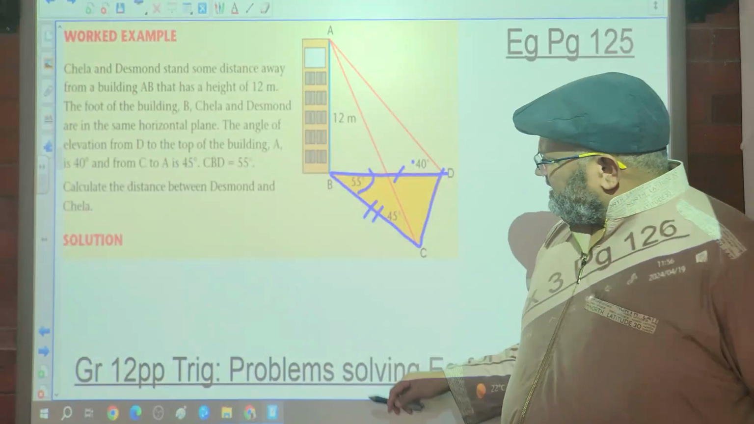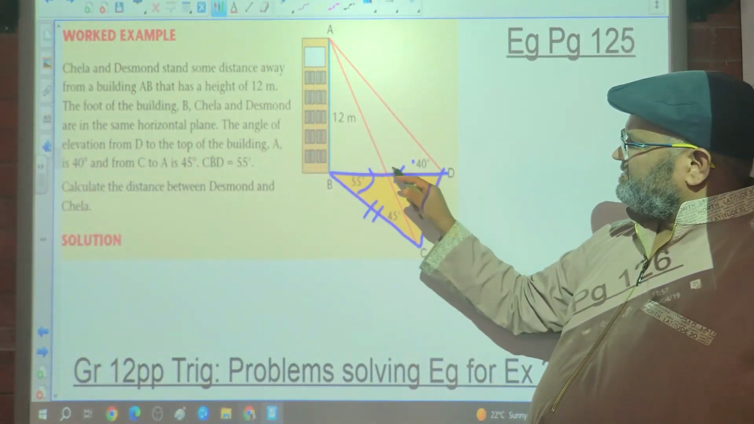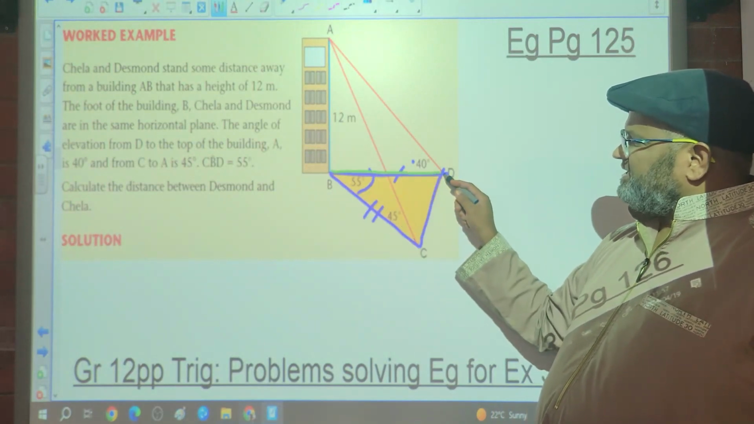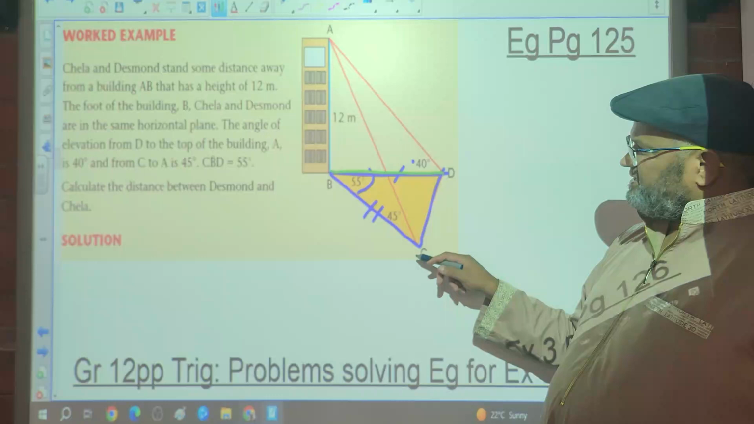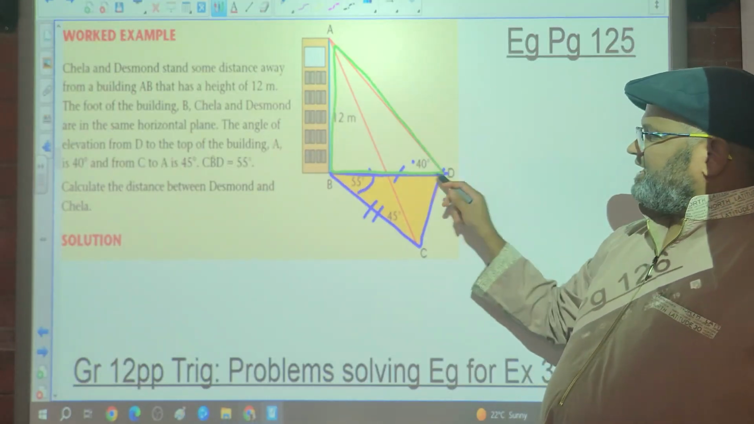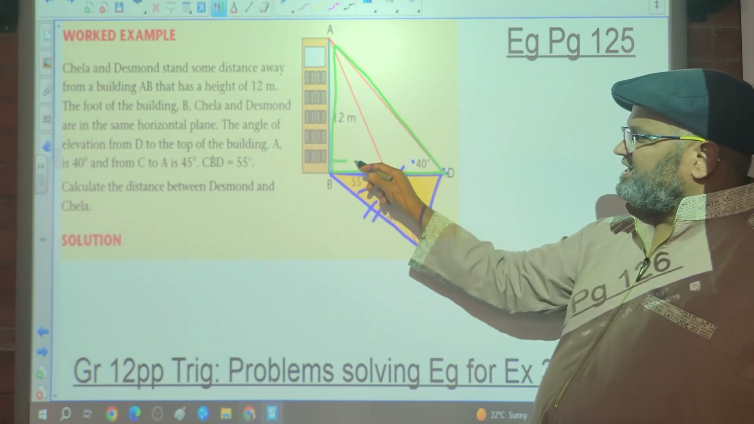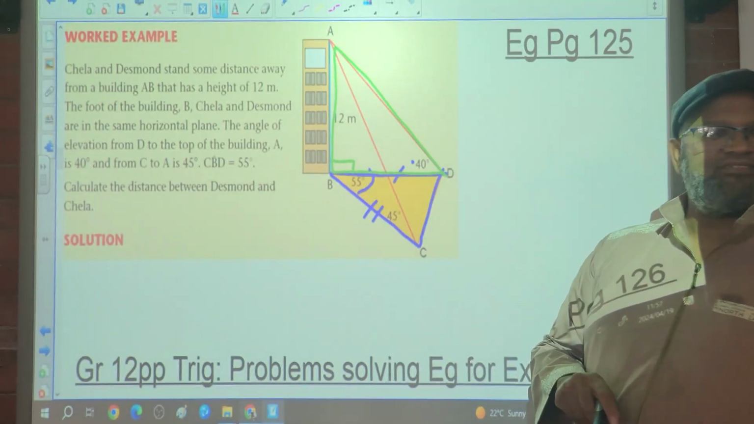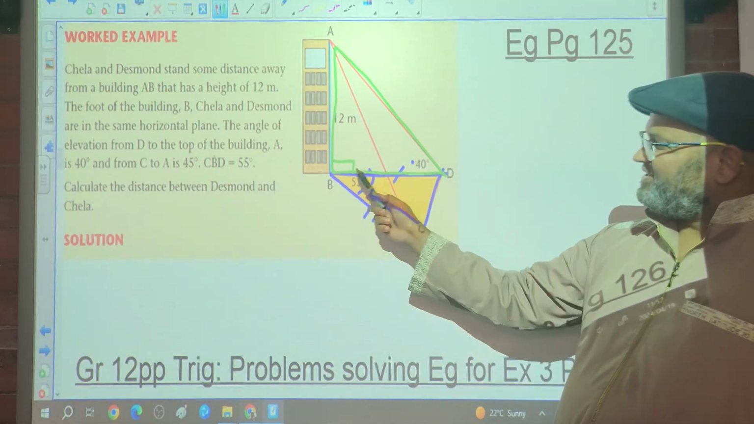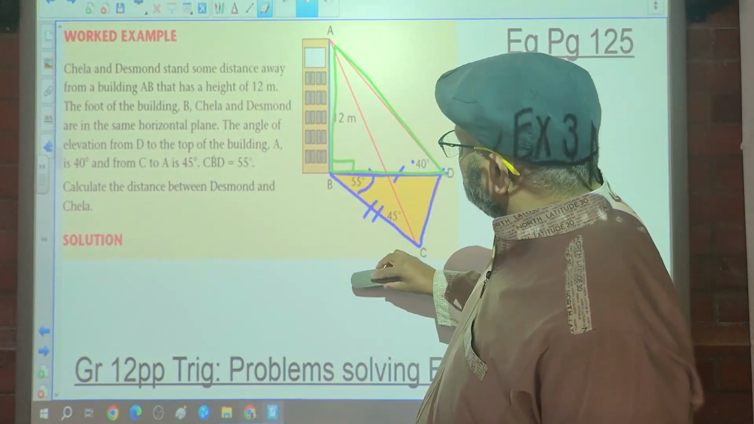So, can I calculate BD? Which triangles is BD in other than BDC? ABD. Can I calculate BD? Well, what's the size of this angle? 90 degrees. So hang on, we're onto something. We can calculate BD. Okay? So let's go with BD quickly.